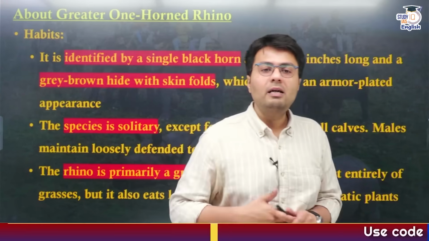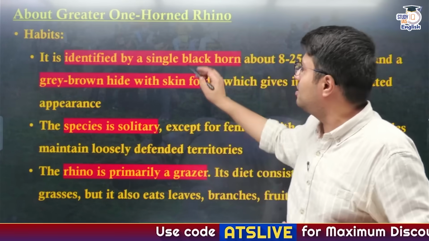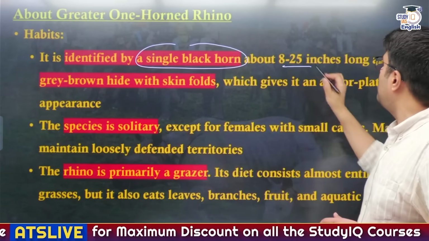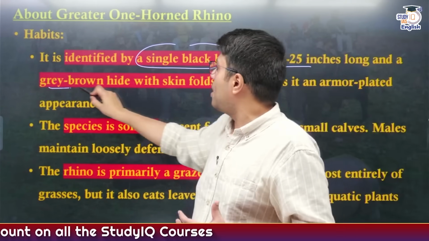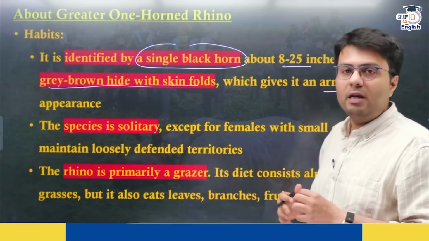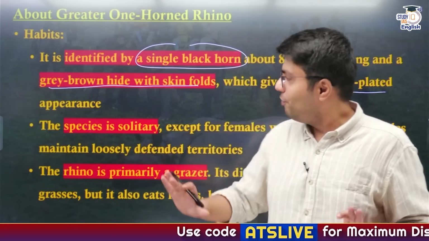Now let us understand the habits of these species. Obviously, the identification mark of this species is the single black horn located on its forehead, about 8 to 25 inches long. The body color of these species is grey-brown hide with skin folds, which gives it an armor-plated appearance. So in terms of toughness, this species looks quite tough, right?